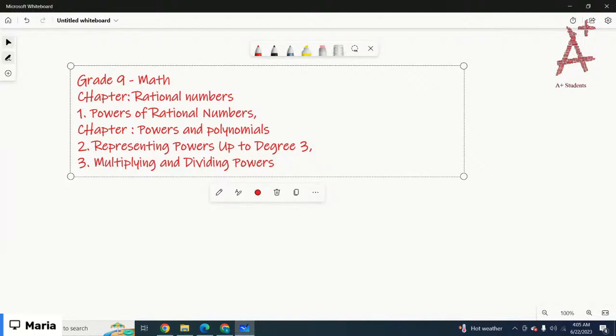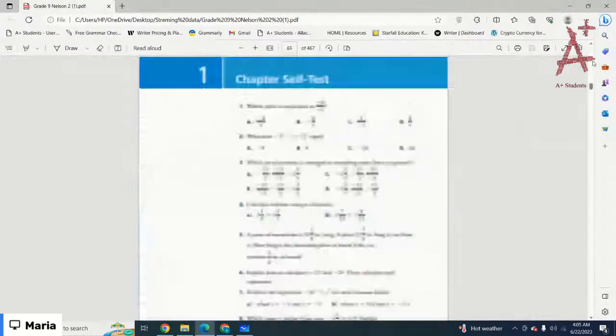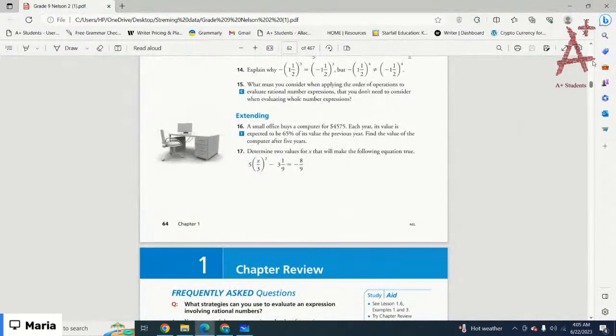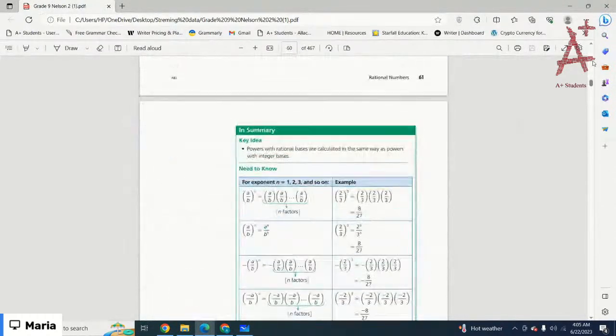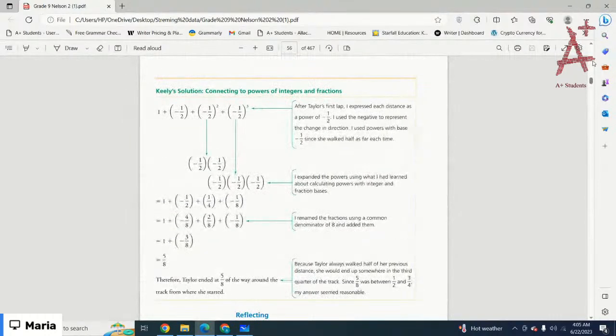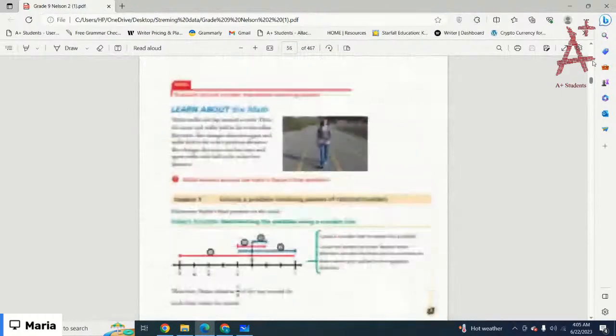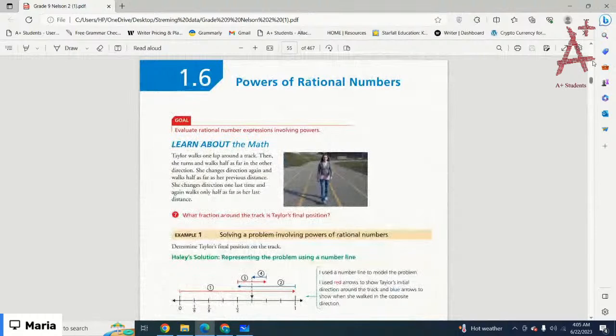So let's just start with the first lesson that is from chapter number 1, and the lesson name is powers of rational numbers. So we were working on the grade 9 book, that is Principles of Mathematics grade 9. Okay, here it is. Powers of rational numbers. So let's just start with the lesson.